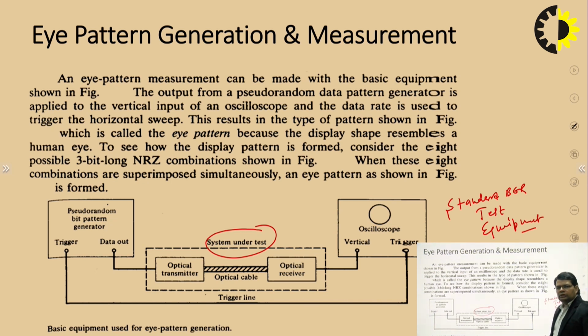So for any system for which we have to plot the eye diagram, that system under test is connected with a standard BER test equipment, and the eye diagram is available on the display screen of the display device, on the display output screen.